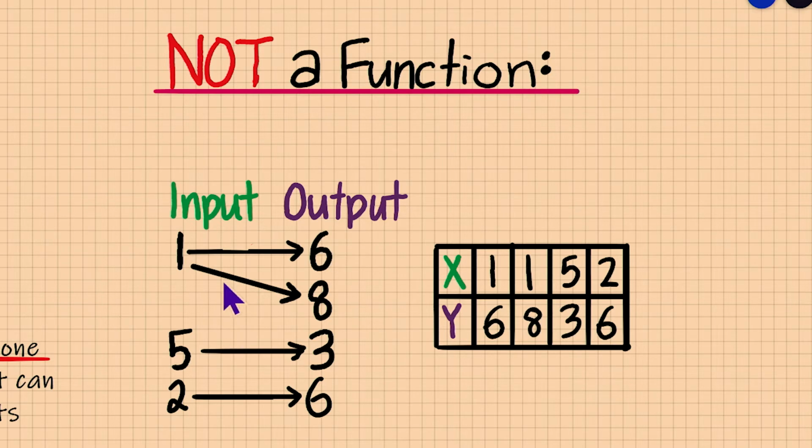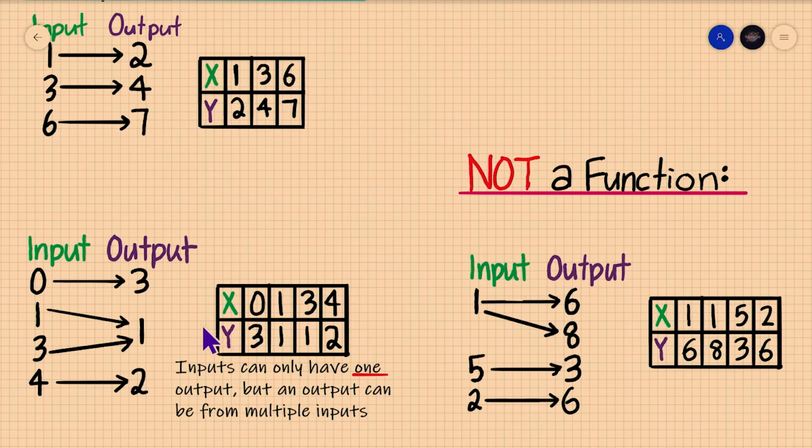This is not a function because, as you can see, there are only 3 inputs and 4 outputs. You cannot have more output values than input values, or else that means at least one of the input values has more than one output value, and that's not allowed, and that's not a function. You can see in comparison, an output can have more than one input, but an input cannot have more than one output.